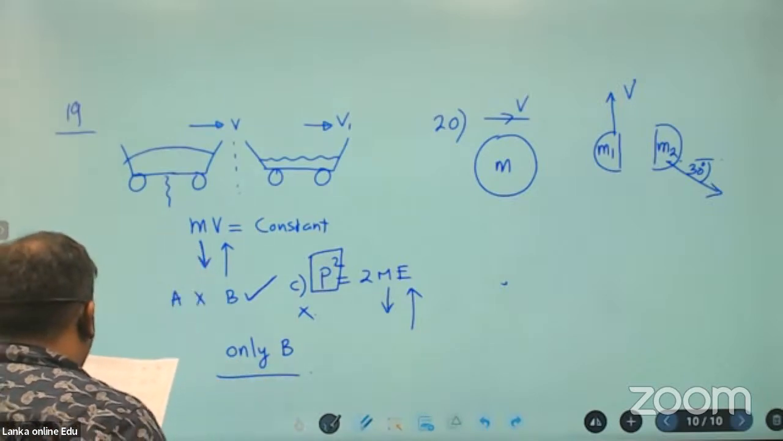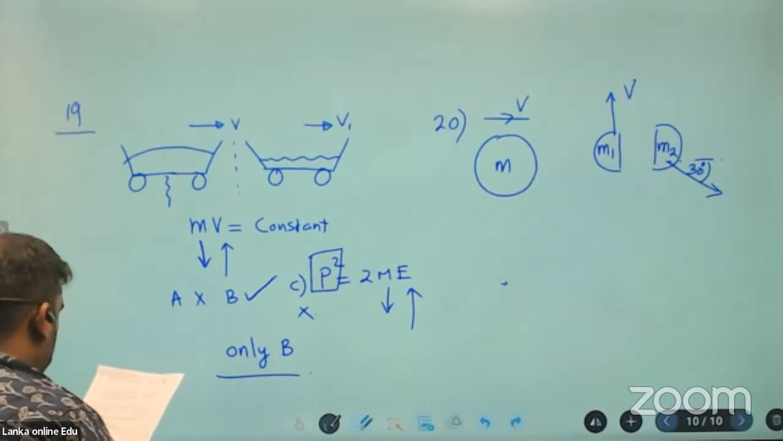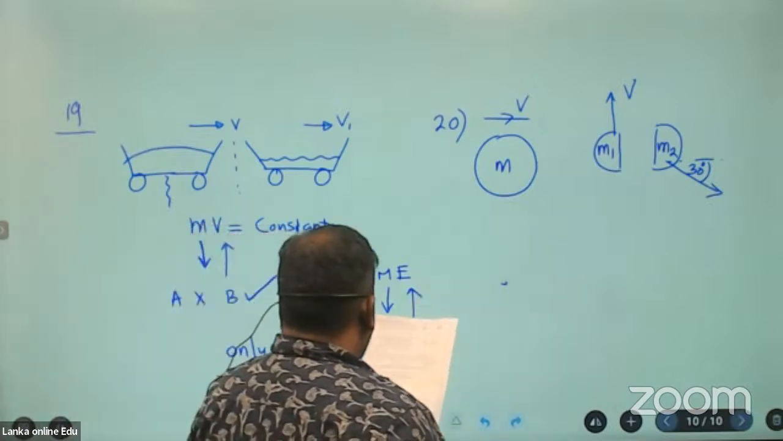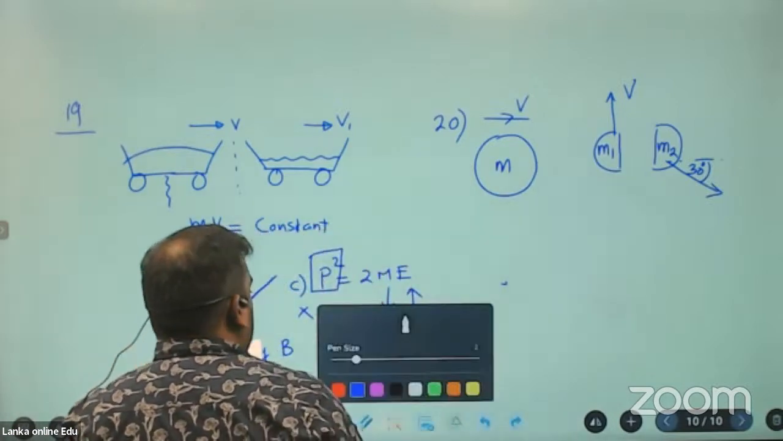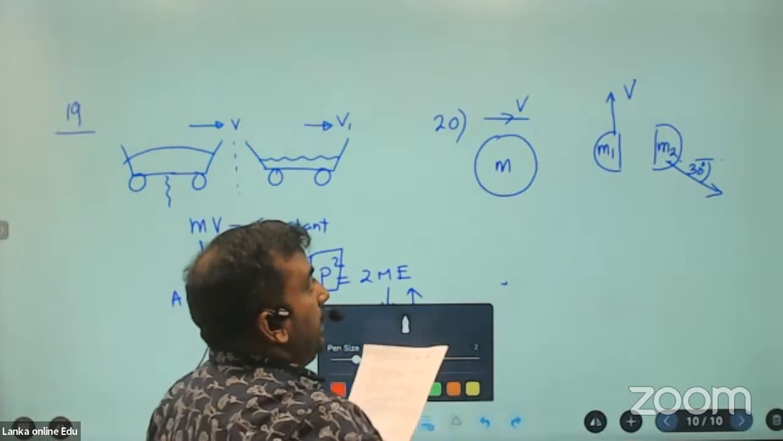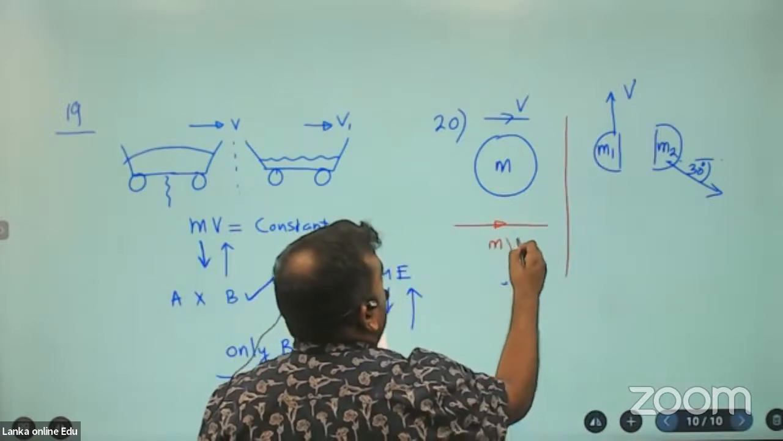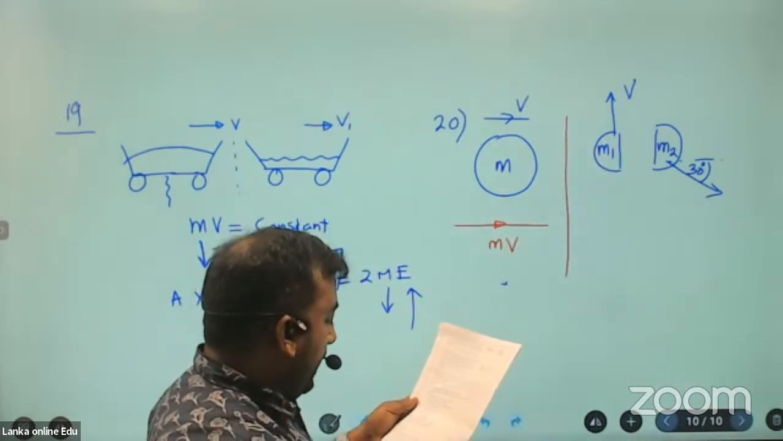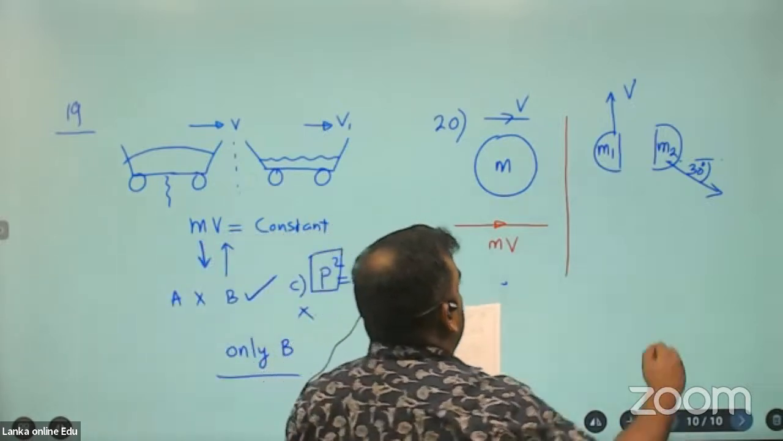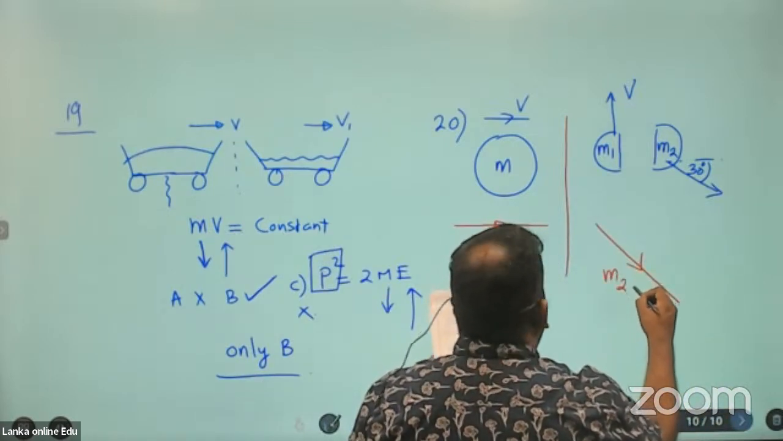Okay? Right. This one: mass moving with velocity V. Now the momentum triangle. Initial momentum is in that direction, MV. Final momentum should also be in the same direction. So m2 times, we don't know the velocity here.